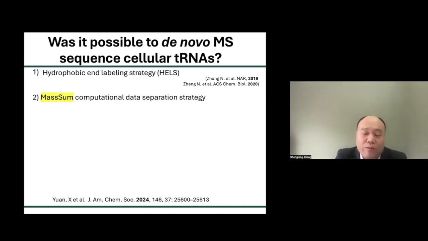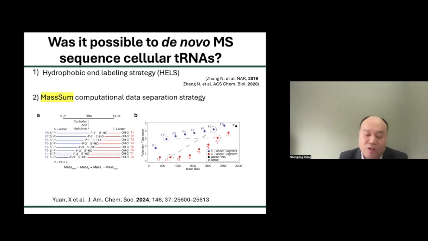So we developed some strategies over the years. For the interest of time, I'm going to mainly focus on one strategy. That's the mass sum strategy. Mass sum is a computational data separation strategy. Remember, we rely on formic acid to generate a ladder, a Sanger type of ladder.